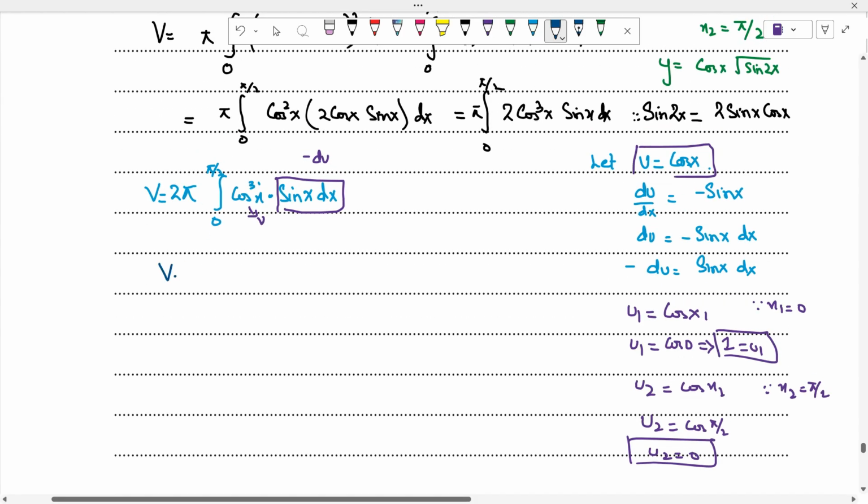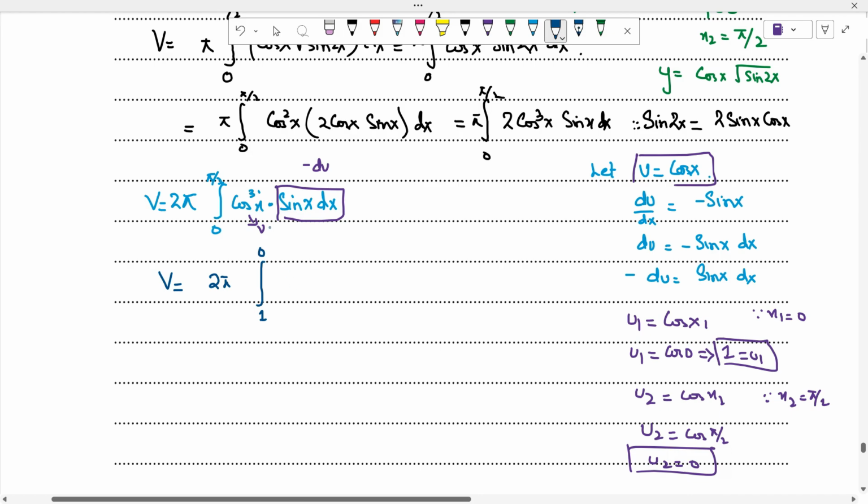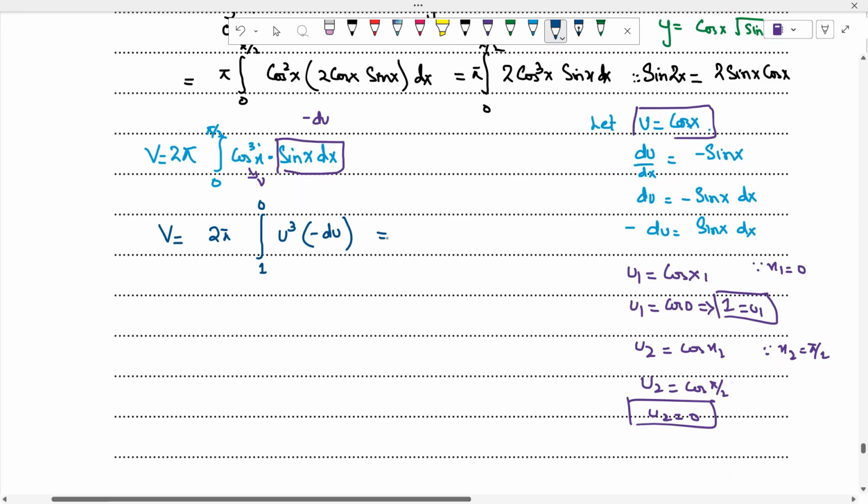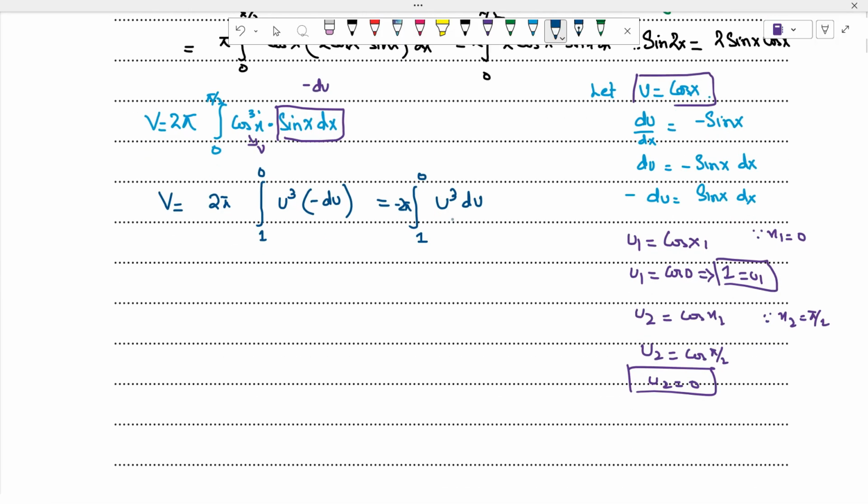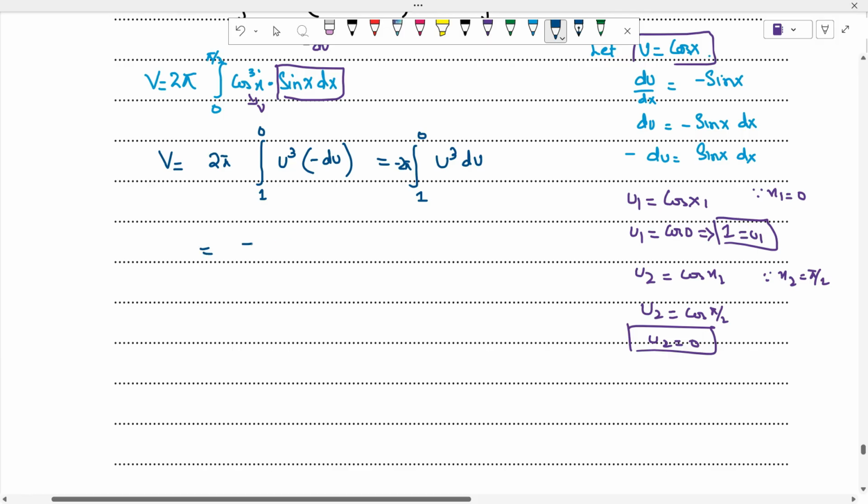So this expression for volume is written as 2 pi integration from, in place of 0 we will use u1, which is 1, and in place of the x value pi by 2 we will use u2, which is 0, and u cube, and this one is negative du. So this one is also equal to negative 2 pi integral of u cube du, with limit from 1 to 0, and we know that the integration of u cube is equal to u to the power of 4 over 4, so negative 2 pi times u to the power of 4 over 4, with limit from 0 to 1.